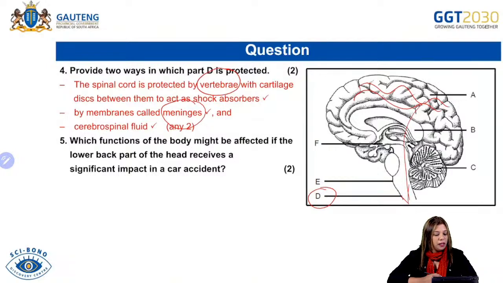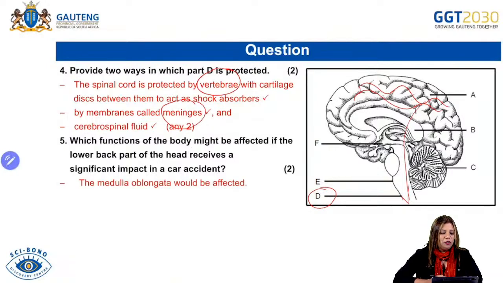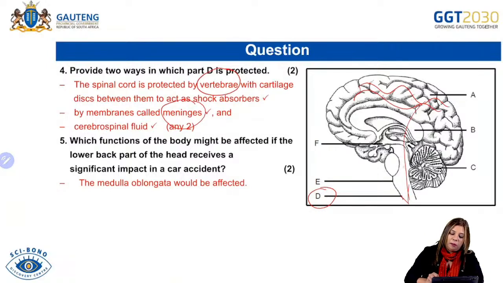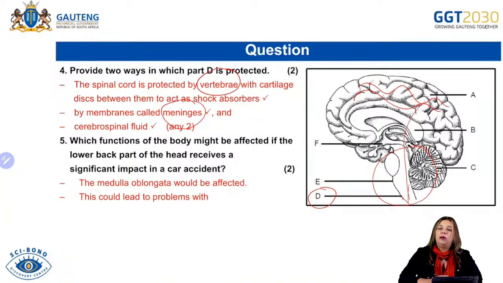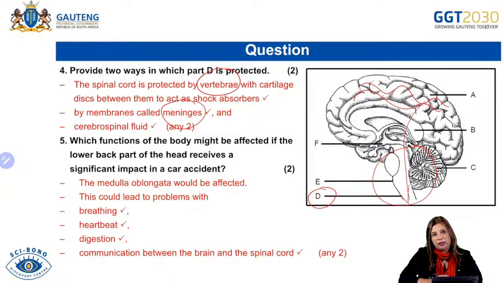Number 5, which functions of the body might be affected if the lower part of the head receives significant impact in a car accident? This happens because they call it whiplash. Sometimes when people are driving and all of a sudden they need to brake, and then this part of your neck is affected. So what will be affected? Your medulla oblongata. And we know the importance of the medulla oblongata. I'm not going to go through it again, but we know that it's got to do with breathing, heartbeat, digestion, and all those communications between the brain and the spinal cord.